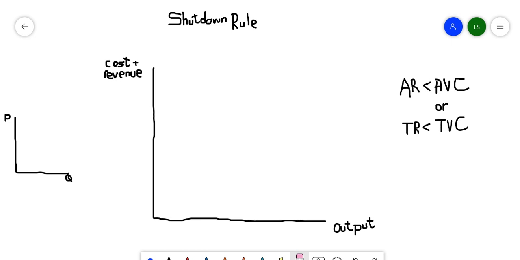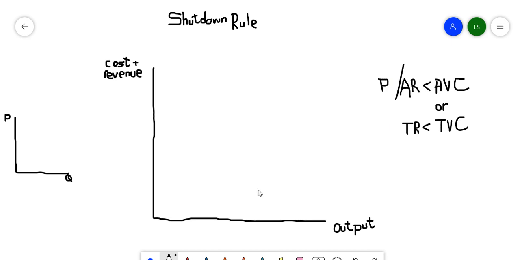So what we are going to look at first, just remember in the theory lesson just now, we said that there's your shutdown rule. A firm will shut down if its average revenue or price, remember your average revenue is equal to your price, is less than the average variable cost, or your total revenue is less than your total variable cost, then the firm will shut down.